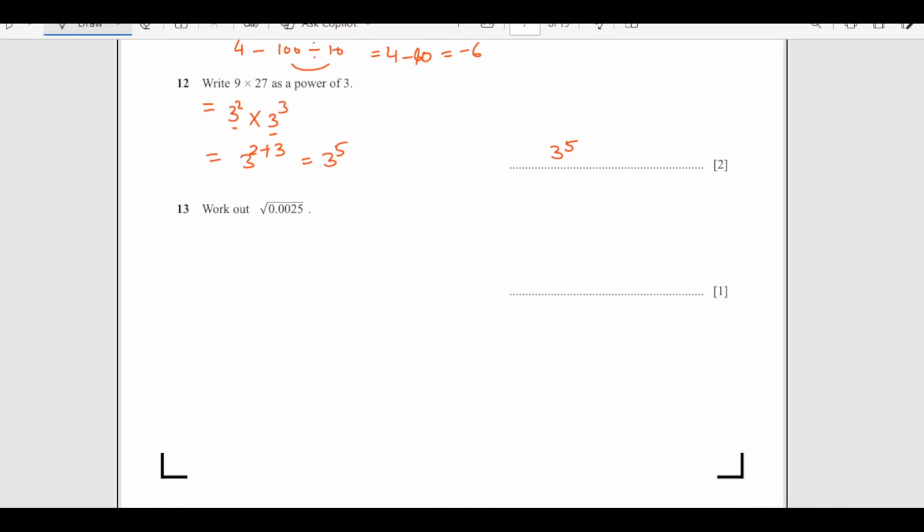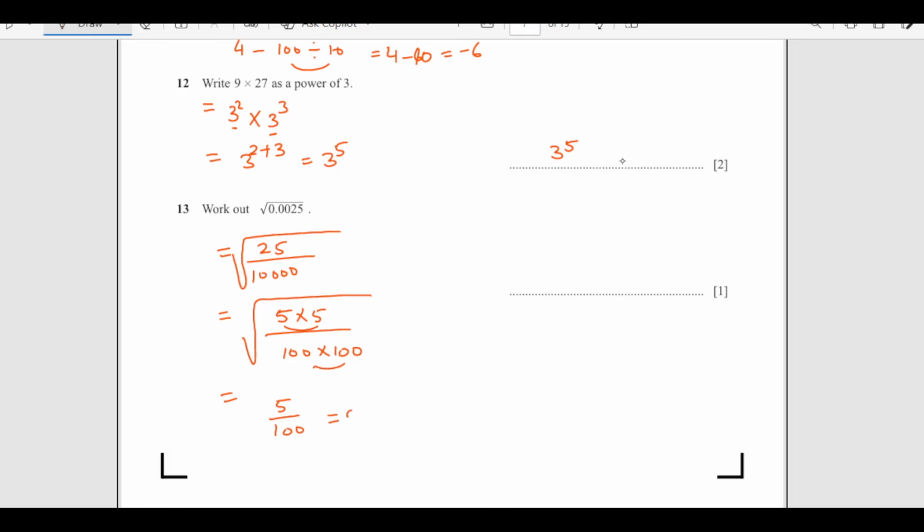Now work out the square root of 0.025. As you know, this is a non-calculator paper, so we can convert this: 25 over, there will be 4 digits there, so we put 4 zeros with the 1, and the square root. Now we can write it as 5 times 5, and down we can have 100 and 100. So when we take out this pair, we will have 5 over 100, which can be written as 0.05.